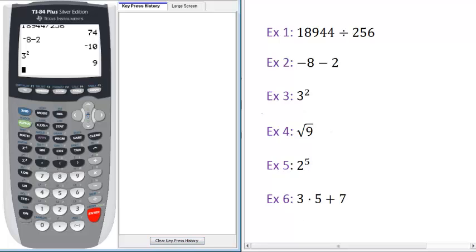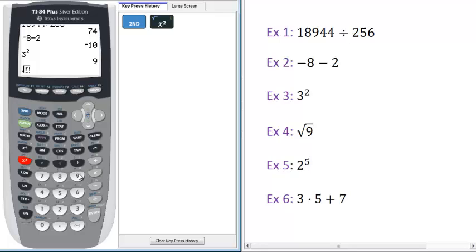Example 4 is the square root of 9. If we look at all of the keys on the calculator, we do not see a square root button written on any key. But we do see it over here written above the x squared button, above the button that we just used to square 3 in the last example. So it's written in blue, so to retrieve it, we push the second button, and then we push the x squared button, and notice that retrieves the square root button.